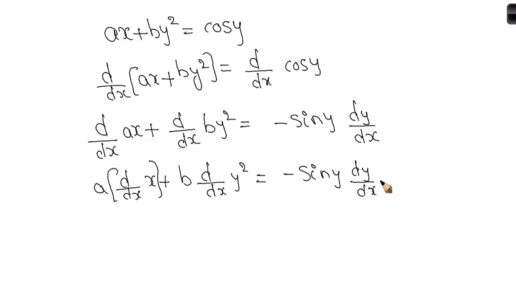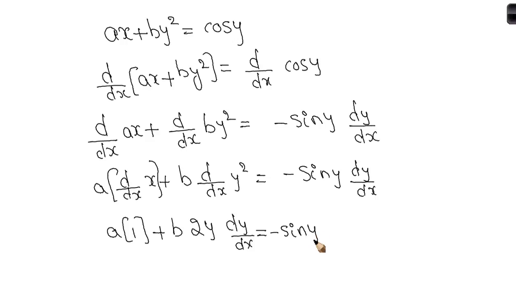Solve all these problems for practice so that you are 100% clear with implicit differentiation. So a times derivative of x is 1 plus b into derivative of y square with respect to x is 2y into dy by dx is equal to minus sin y into dy by dx. Let me take dy by dx to one side and constants to the other side.